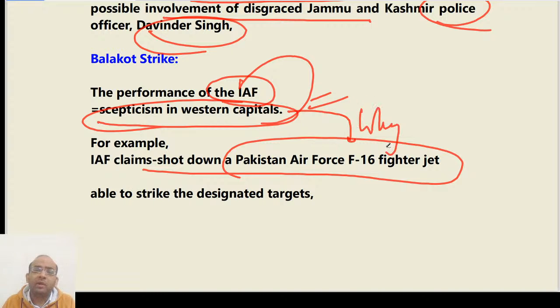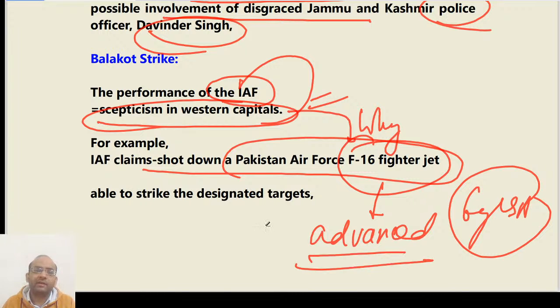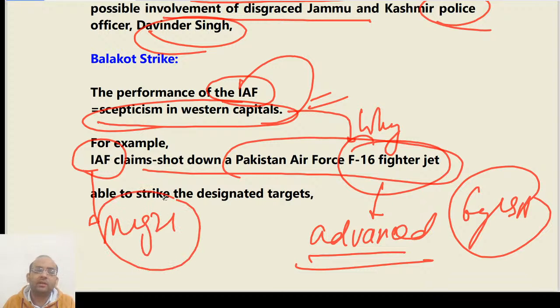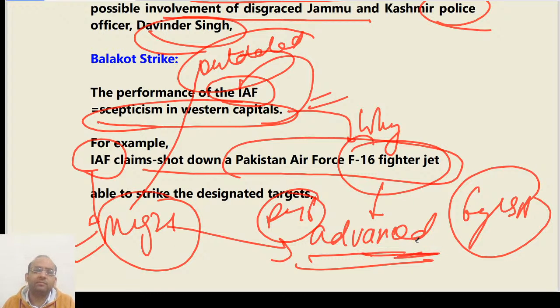Why? Because the F-16 fighter jet is quite an advanced jet. It is provided by the USA to Pakistan and it is quite a militarily advanced jet. But the IAF, which used a MiG-21 jet to counterattack this F-16, is quite outdated. The MiG-21 is outdated. So they have this skepticism: how can an outdated, old, obsolete machine neutralize the very advanced machinery used by Pakistan?